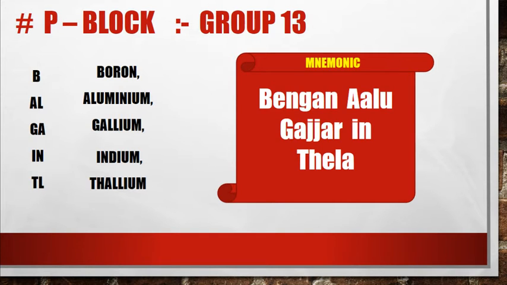Now we will talk about group 13 which belongs to P block. It contains boron, aluminium, gallium, indium, thallium, and we can learn them by Bangan, Alu, Gajar, In, Thela. Bangan stands for boron, Alu stands for aluminium, Gajar stands for gallium, In stands for indium, Thela stands for thallium.